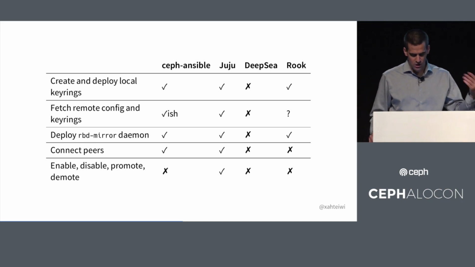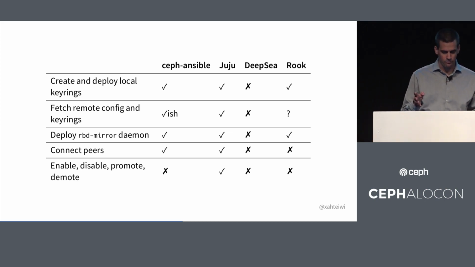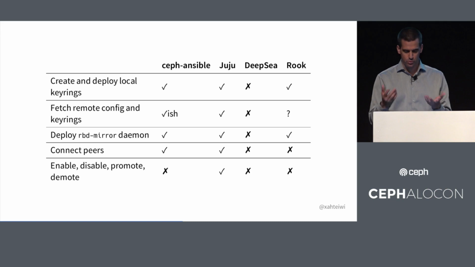And finally, Rook is also capable of managing RBD-mirror instances and configuring them, but it does currently rely on a cluster administrator running the RBD-mirror commands for peer-to-peer connection and pool and image actions.